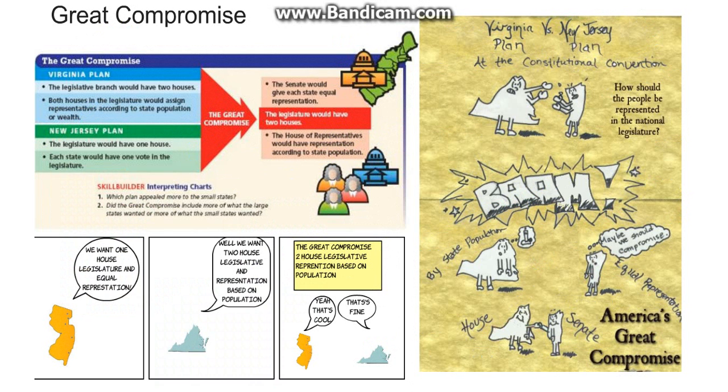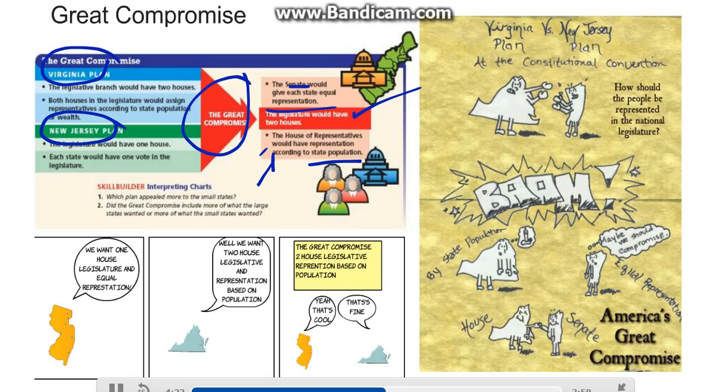The Great Compromise brings the Virginia plan and the New Jersey plan together. The compromise was that the legislature would have 2 houses, that the House of Representatives would have representation according to state population, but the Senate would have equal representation, and there would be 2 senators per state.